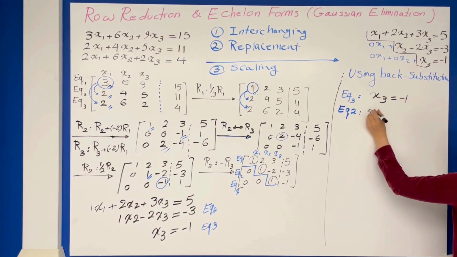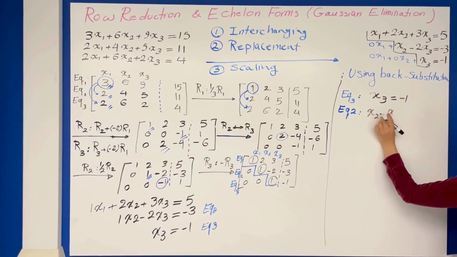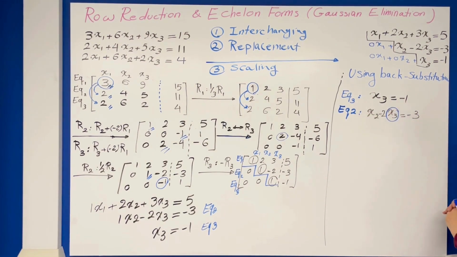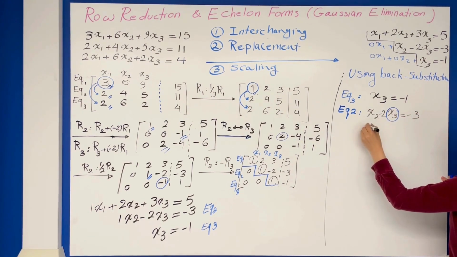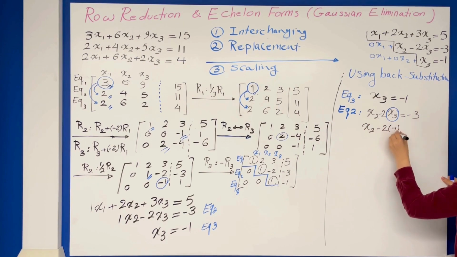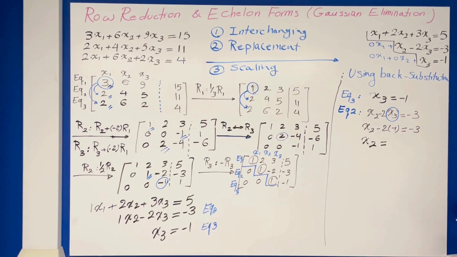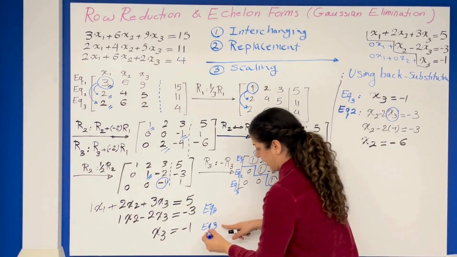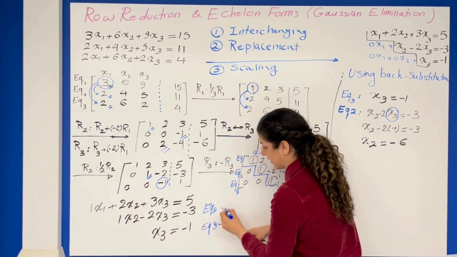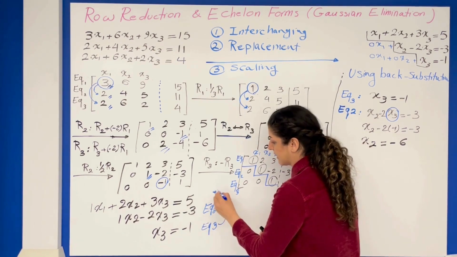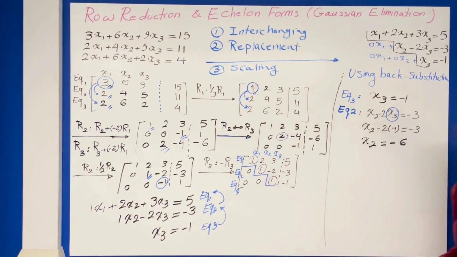I have x2 minus 2 times x3 equal to negative 3. And I know what x3 is from equation 3, right? So I can replace this with negative 1. So I get x2 minus 2 times negative 1 equal to negative 3, meaning that x2 is minus 3, which is minus 6, right? Now, I used the result here. I plugged in equation 2, got x2. Now I have x3, x2. Use them and plug them in equation 1 to get x1.